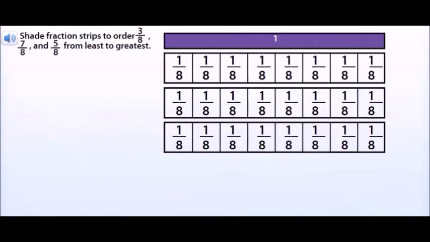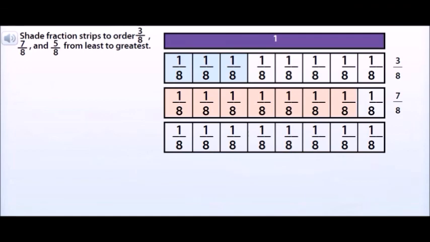Let's use fraction strips to compare and order 3 fractions. First, let's shade the top model to show 3/8. 1/8 is the amount made by separating a whole into 8 equal parts. So 3/8 is 3 of those 8 equal parts. Now let's shade the next strip to show 7/8. 7/8 is 7 of those 8 equal parts.